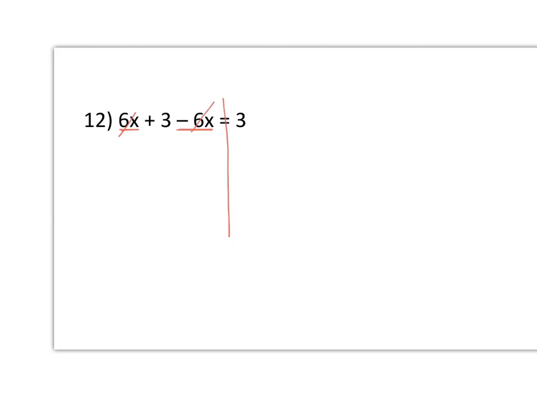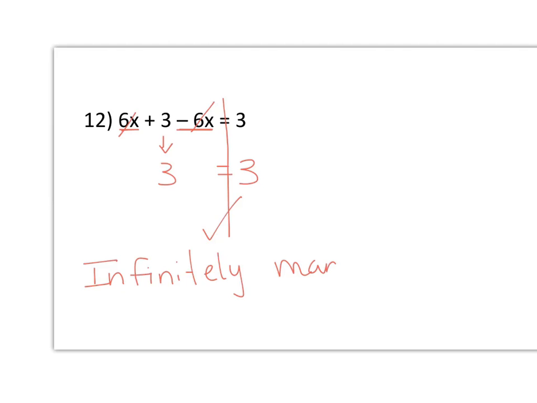Bye-bye. So I'm going to bring down my 3 is equal to 3, and is that true? 3 is equal to 3. That is a true statement, and what that tells me is that I have infinitely many solutions. Infinitely many solutions. Meaning any number that I replace inside of my equation for x will make the equation true. If I put in 3, it will be true. If I put in 100, it will be true. If I put in 0, it will be a true statement.